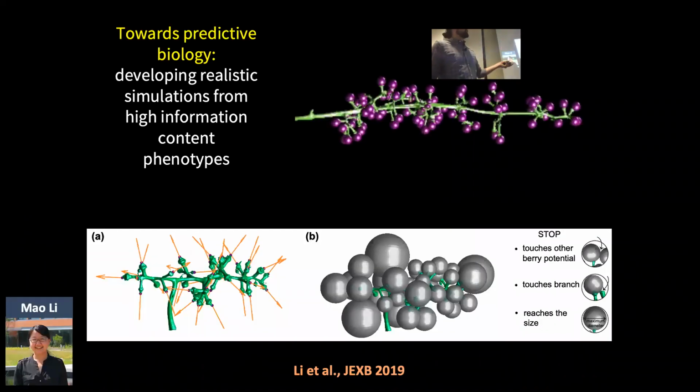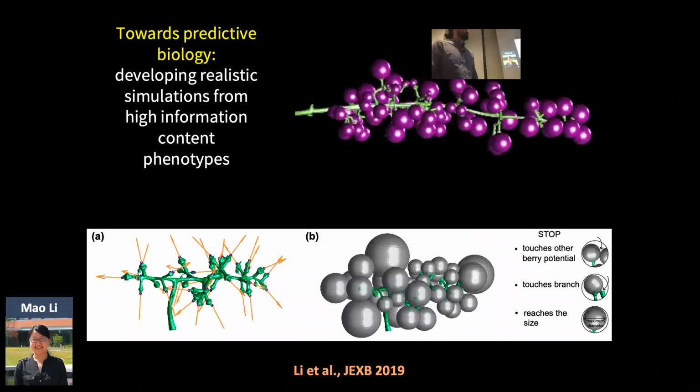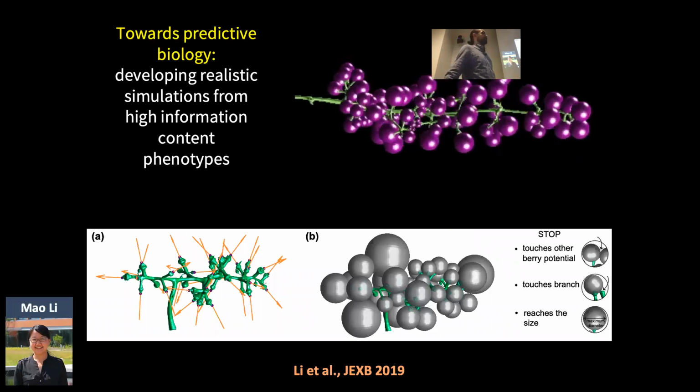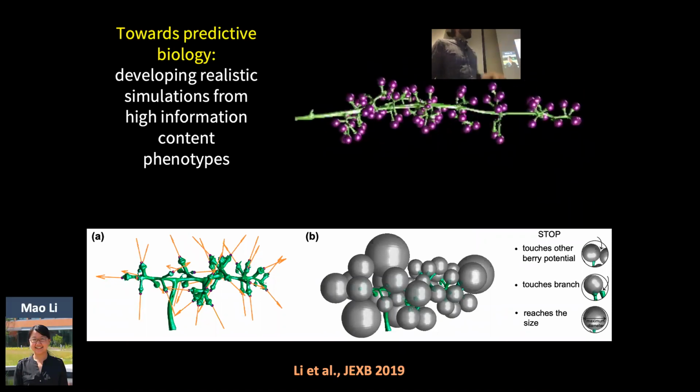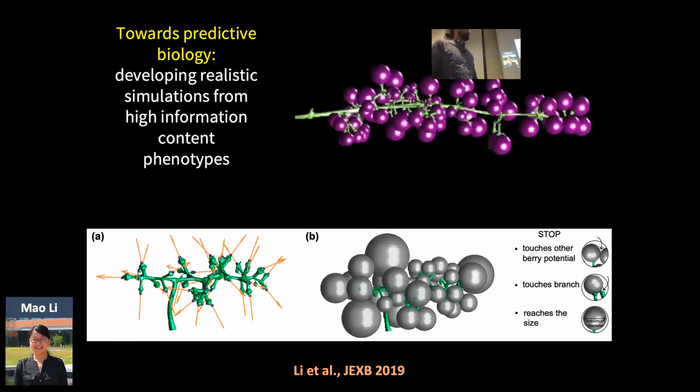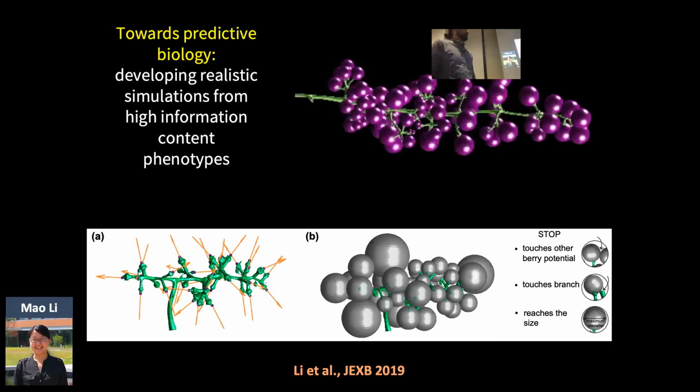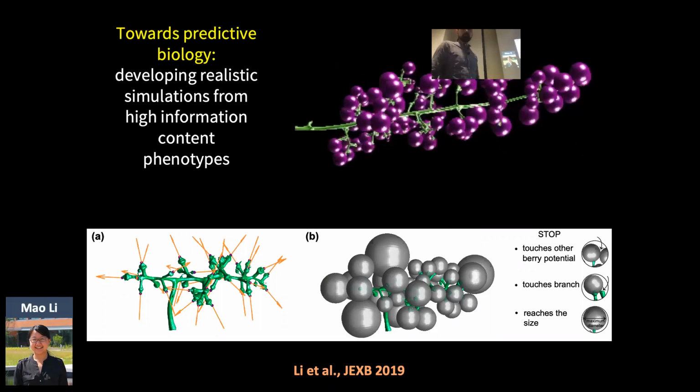And then eventually, the idea is to model these. So if we get good enough information from the previous work, we ought to be able to make predictive models that allow us to actually understand phenotypes that are to be.